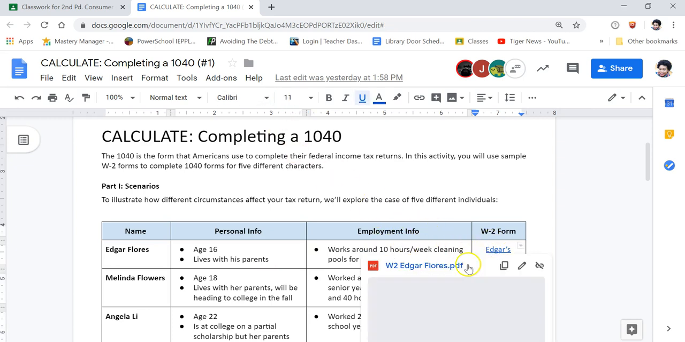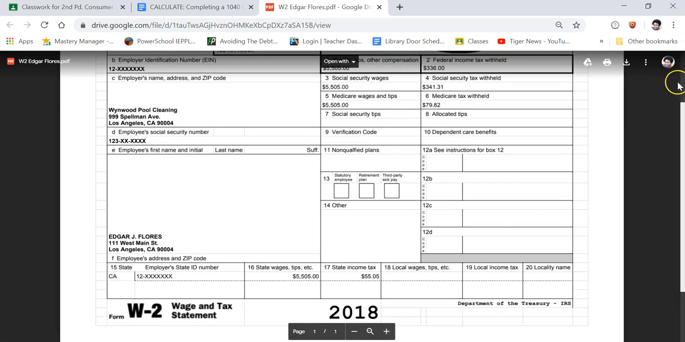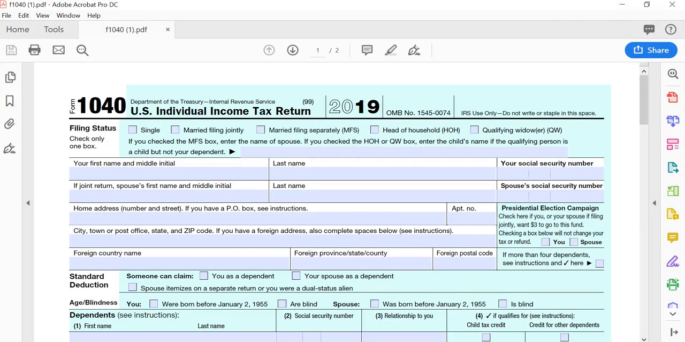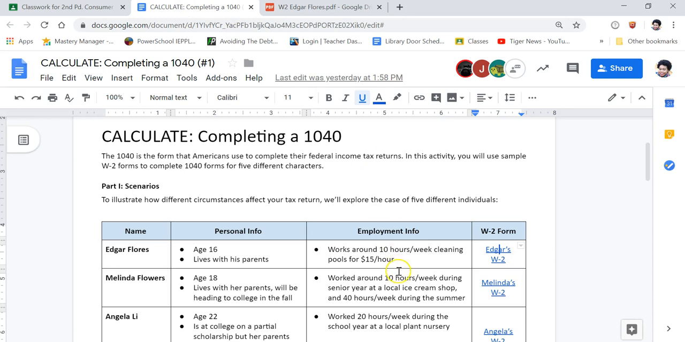One of them is making sure that we have Edgar's W-2 pulled up. And then also making sure that we have a 2019 1040, which is here. Okay. So first of all, we need to make sure we understand information about Edgar. He's 16. He lives with his parents. And then we need to start knowing what his income is.